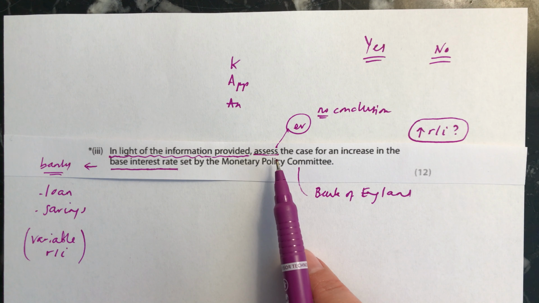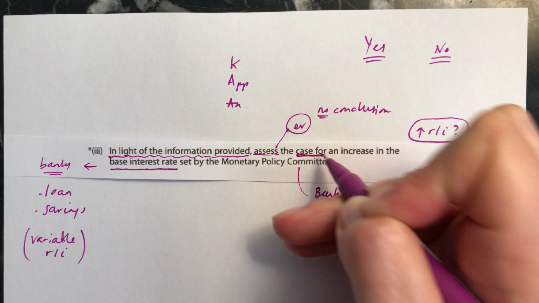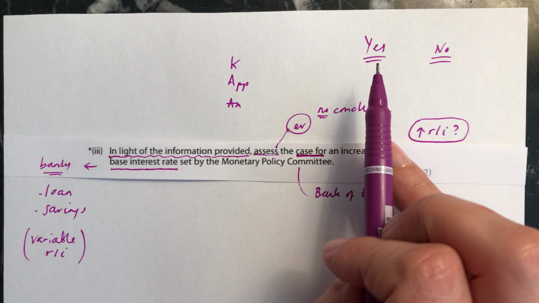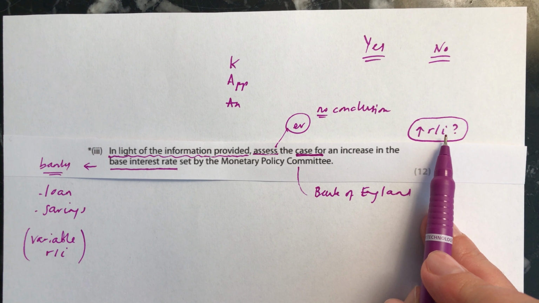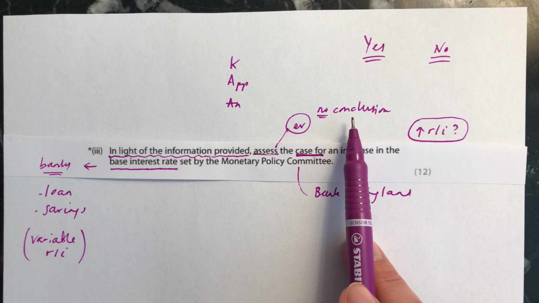So we've got to assess the case for. So the case for an increase in the base interest rate set by the MPC, they're reasons why, yes, they should increase the rate of interest. But then, because you need to have balance, you need to think of some reasons why, no, they shouldn't increase the rate of interest. But remember, at the end, you don't need a conclusion.